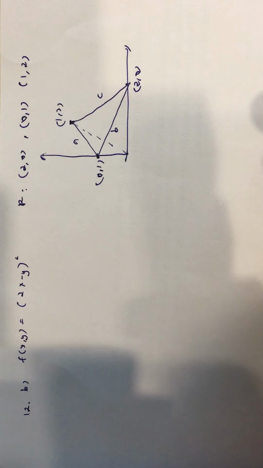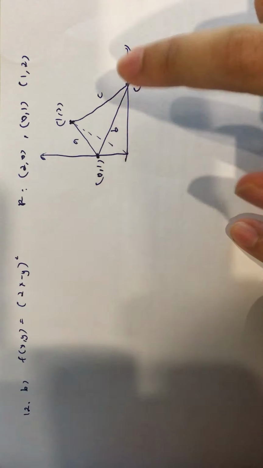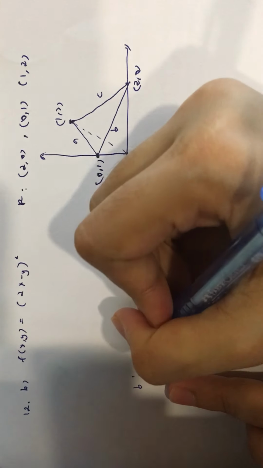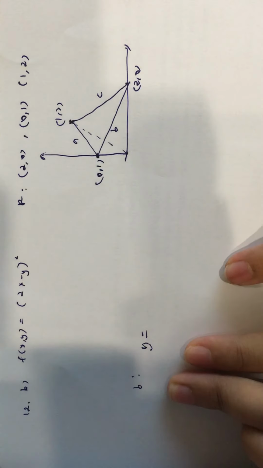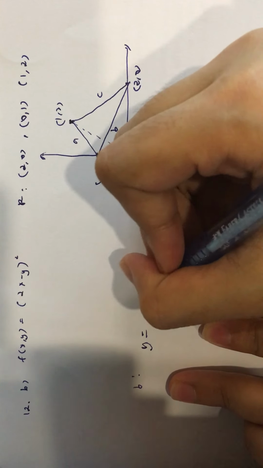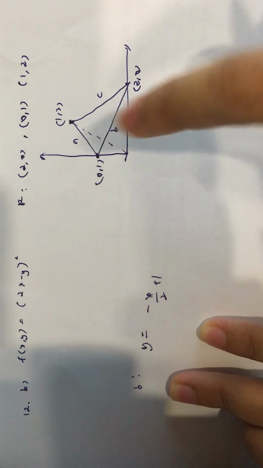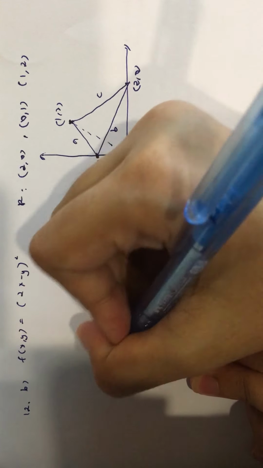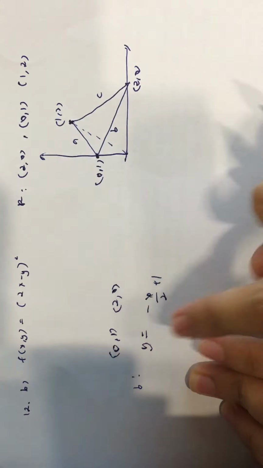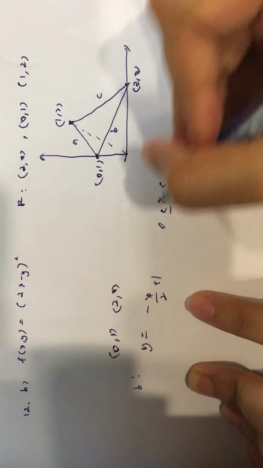Okay, let's continue with question 12b. So now let's look at boundary B. For boundary B, kita dah dapat Y tadi tu. So Y is equals to minus X over 2 plus 1. So this boundary B is from 0, 1 to 2, 0. So this means that X is in between 0 to 2.